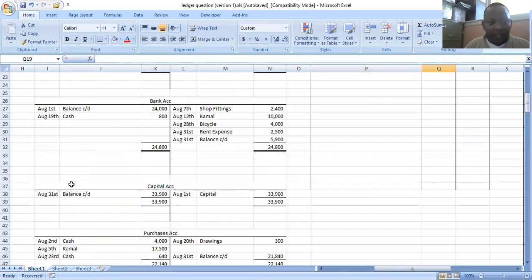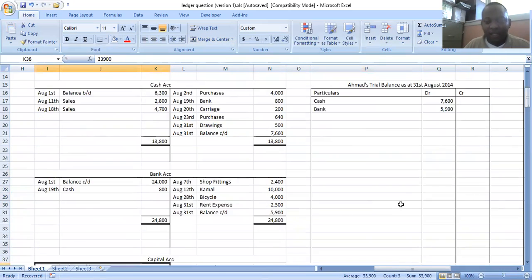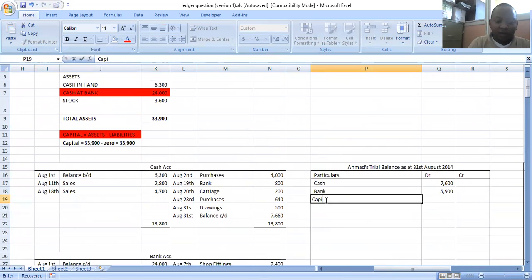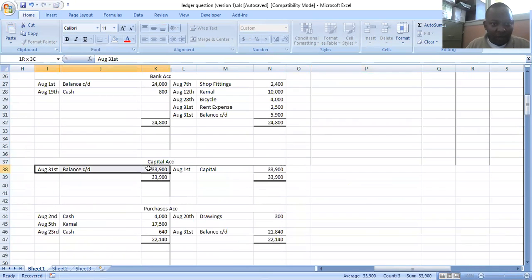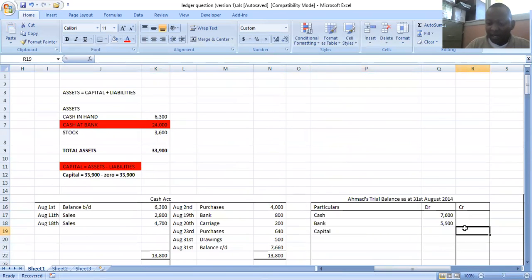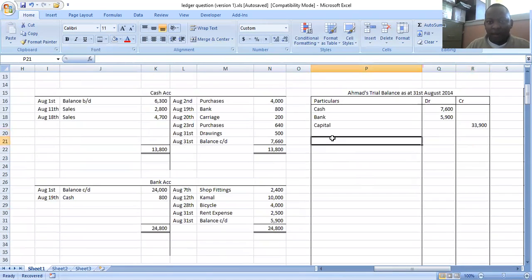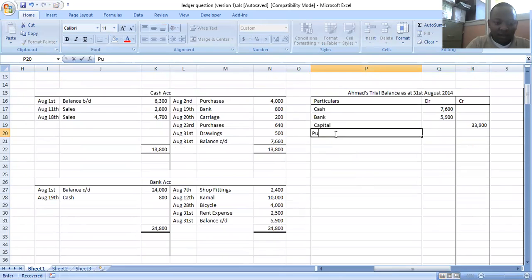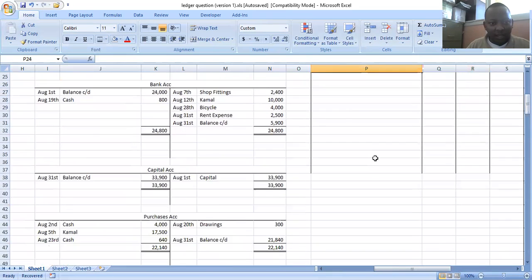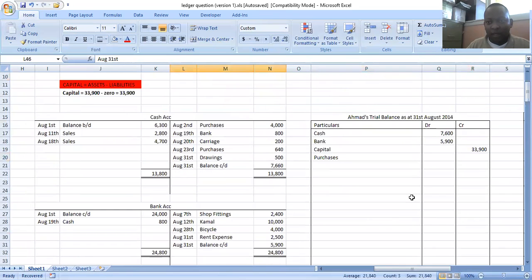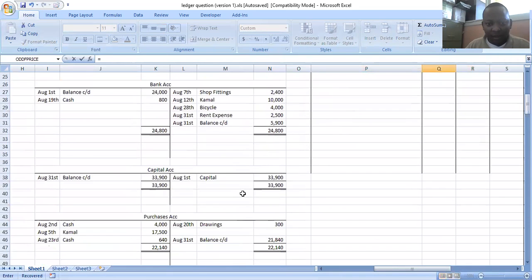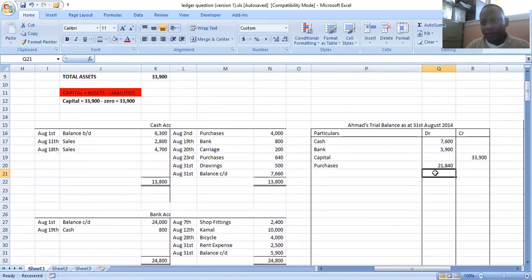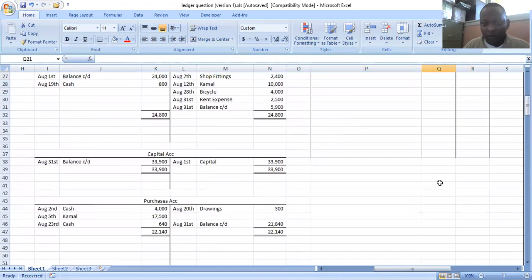Then the other account we have is capital. And capital is a credit balance of 33,900. So you have it, capital. You see it's a credit balance of 33,900. So on the credit side, 33,900. Then the other account is purchases. Purchases, you saw it's a debit balance of 21,840. So expenses will always have a debit balance. So purchases, debit balance of 21,840.